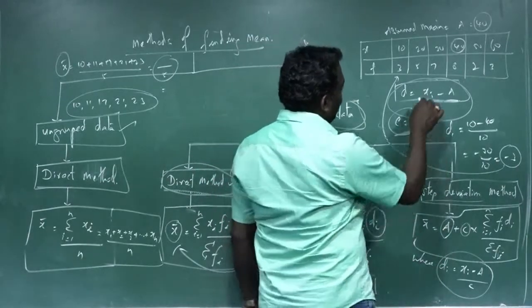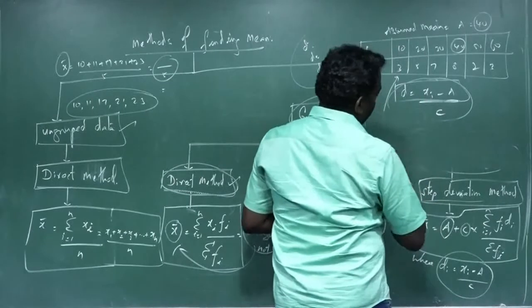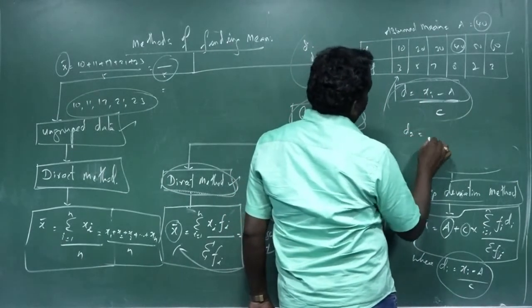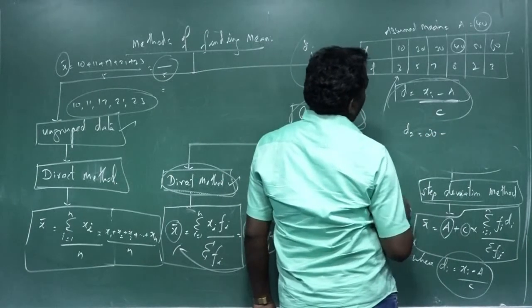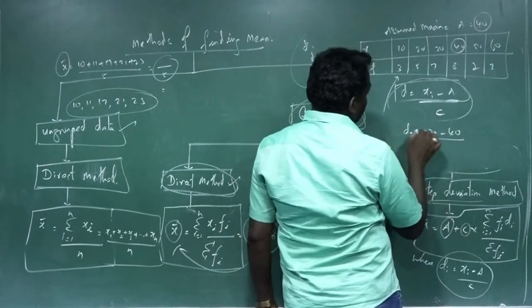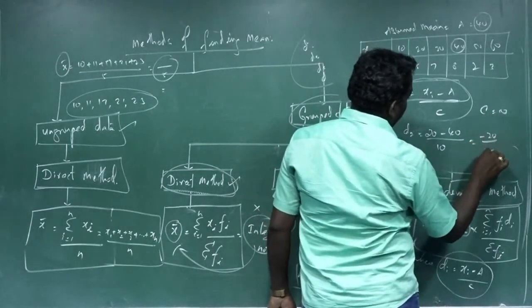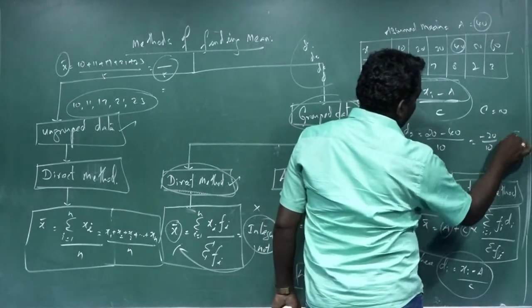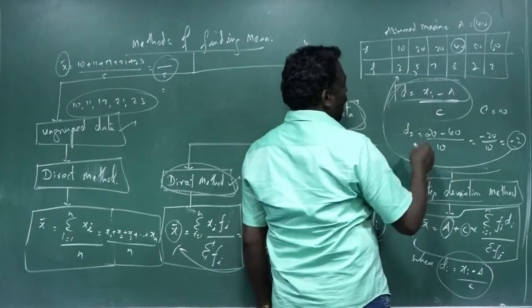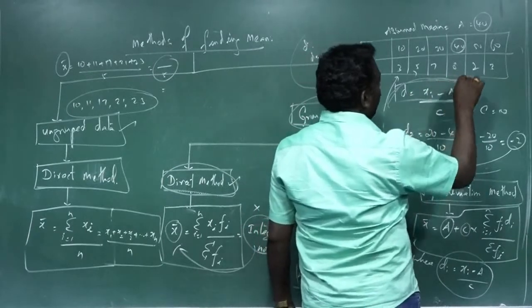And similarly we want to find the second term. Here d2 is defined by 20, the x2 value, minus the assumed mean 40, divided by c, which we know is 10. That is equal to minus 20 by 10, equal to minus 2. Therefore d2 equals minus 2, multiplied by f2, and like that we have to obtain all the values, for d3, d4, d5, d6.